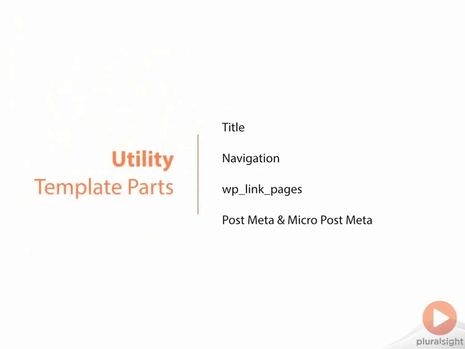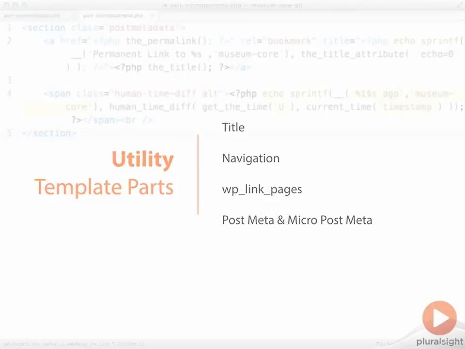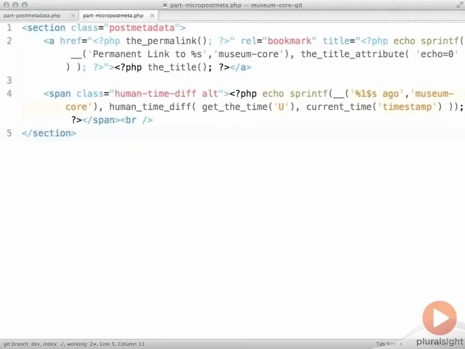Let's look at some metadata template parts. There are two types of metadata that are used in the templates. Remember, one of the things that I wanted to do for asides and status posts and other post formats like that was to display a link to the post and a time in a humanized time format. So I'll create a template part called micro post meta. This deals with those little posts.